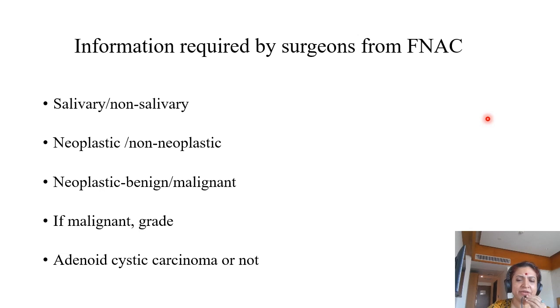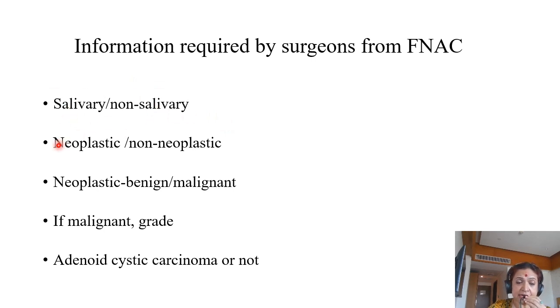Now, in FNA, what does your surgeon require from the report? What all information can you give to help the surgeons in making a decision? First of all, you can give the information if it is salivary or non-salivary, because every lesion that the surgeon refers to us for an FNA as a salivary gland tumor need not be a salivary gland tumor. It can very well be a lymph node, a reactive lymph node. And so that can first be clarified.